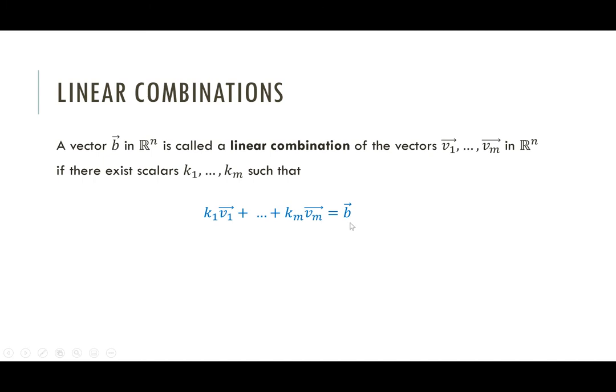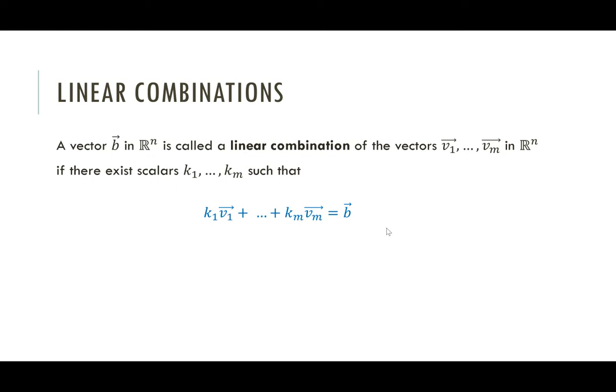And so what this is saying is, we've got some vector B. It's a linear combination of these vectors if we can generate B by just scaling the vectors in the right way and adding them together. And we're going to see this picture in just a moment, and then again and again throughout the term.